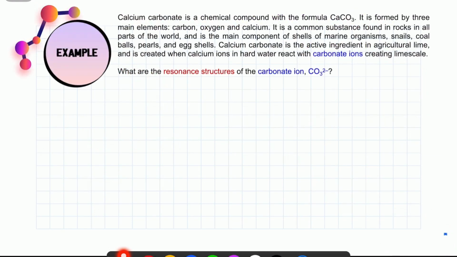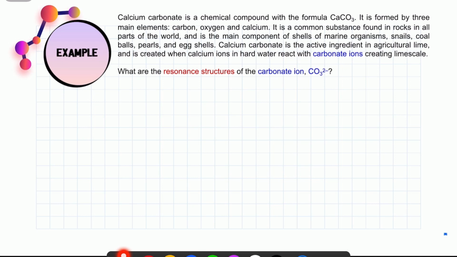Next, let's see another example. This one is the question that I take from the lecture notes. Calcium carbonate is a chemical compound with the molecular formula CaCO3, and it is formed by 3 main elements: carbon, oxygen and calcium. It is a common substance found in rocks in all parts of the world, and is the main component of shells of marine organisms, snails, coal balls, pearls and eggshells.